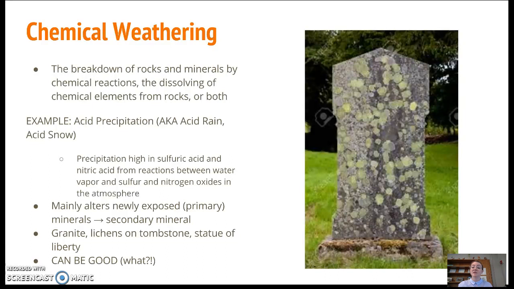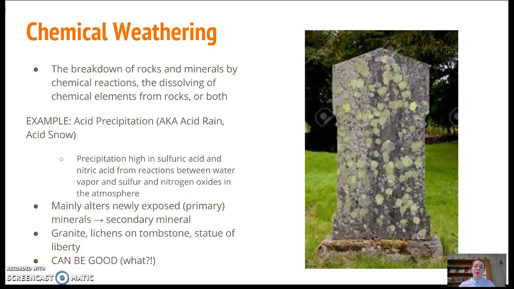And then it comes down to our earth in the form of acid precipitation, and it's going to alter primary minerals. So primary minerals are those that are newly exposed to their surroundings, newly exposed to our troposphere. And when those chemicals interact with that primary mineral, it's going to turn it into a secondary mineral. So some examples of that: granite is an example, lichens on tombstones, the Statue of Liberty.